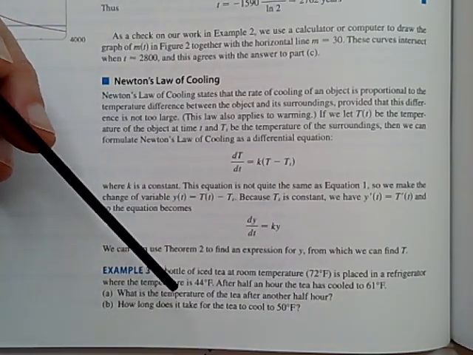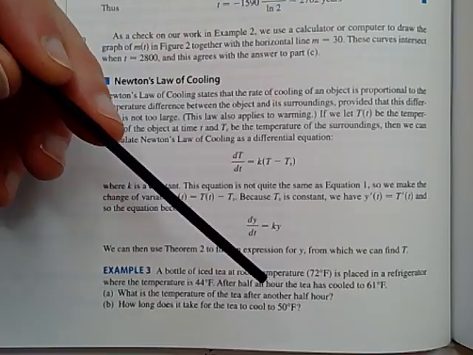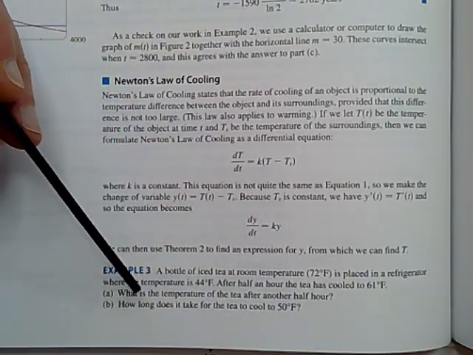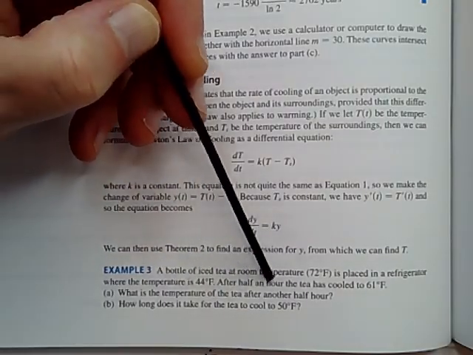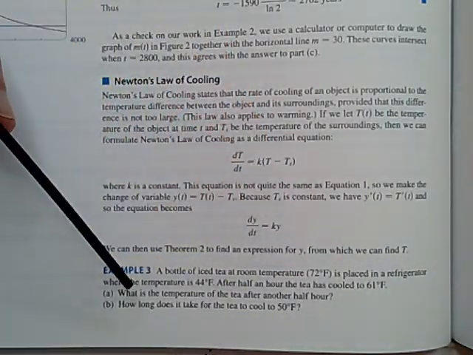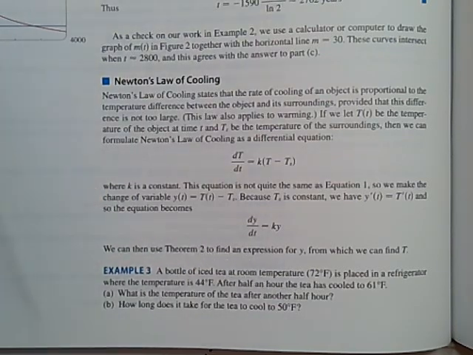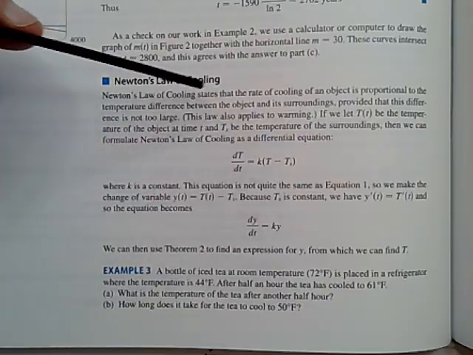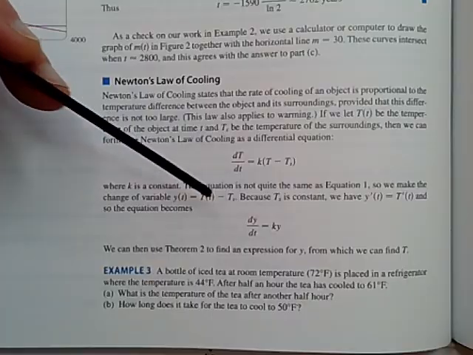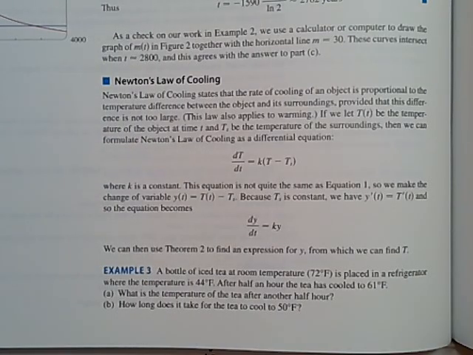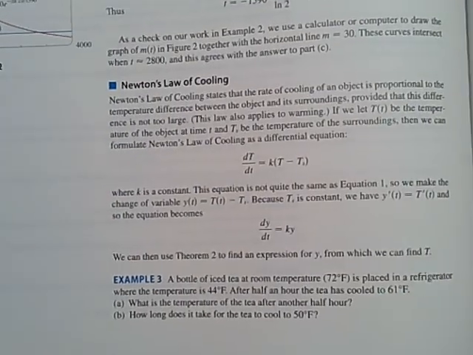The example says a box of iced tea at 72 degrees Fahrenheit is placed in a refrigerator where the temperature inside the refrigerator is 44 Fahrenheit. And then after some period of time, the tea has cooled to 61 Fahrenheit. It says, so what's the temperature of the tea after another half an hour? And how long does it take for the tea to cool to 50 degrees? So they're asking me to run through a problem of applying PERT in the context of the law of cooling. And so you have to set y to be equal to the temperature minus the temperature around it. So in this case, 44 degrees Fahrenheit.